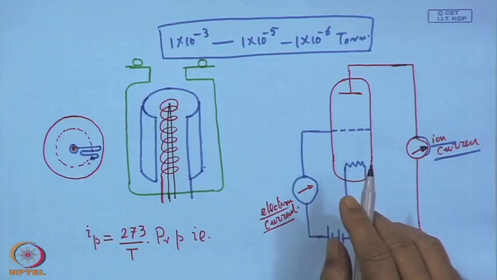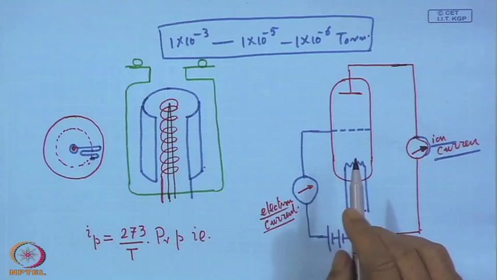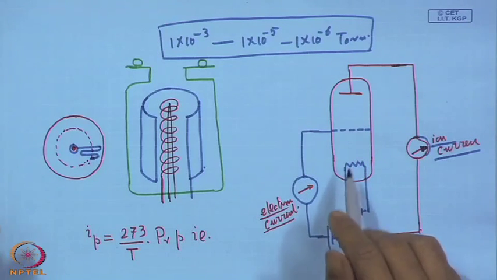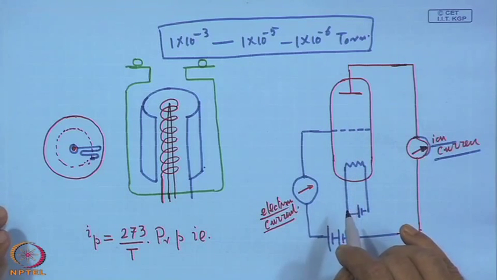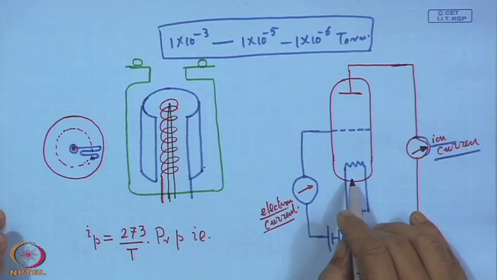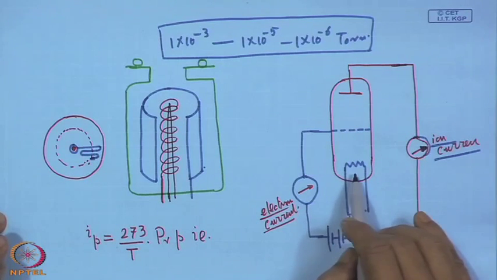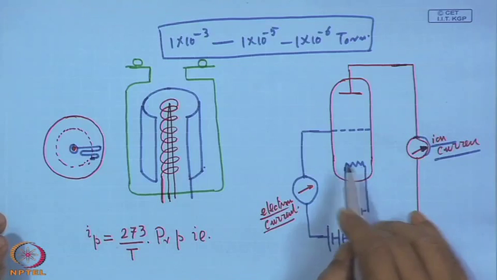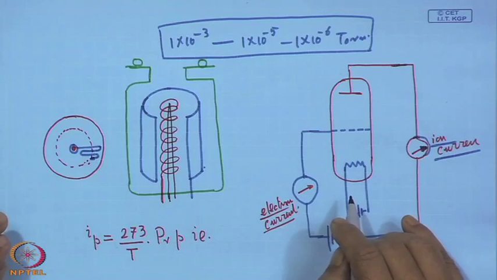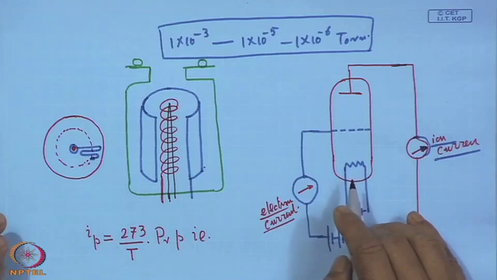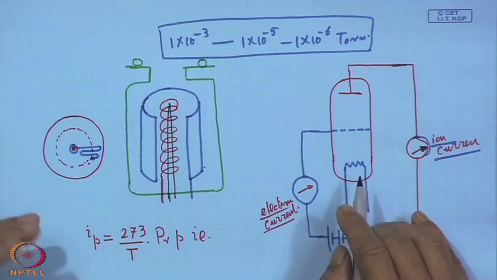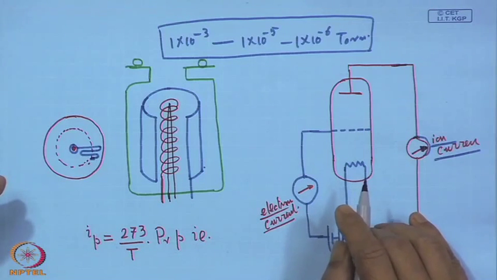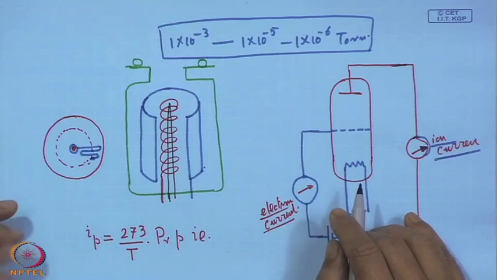Though it is working and it can be used, one disadvantage of this one is that in the residual gas, if we have some strong contaminant or some reactive gas, that can also chemically damage or attack this filament, and the life of the filament will be shortened. So, that is why this hot cathode ionization gauge is replaced by what is called the cold cathode ionization gauge.